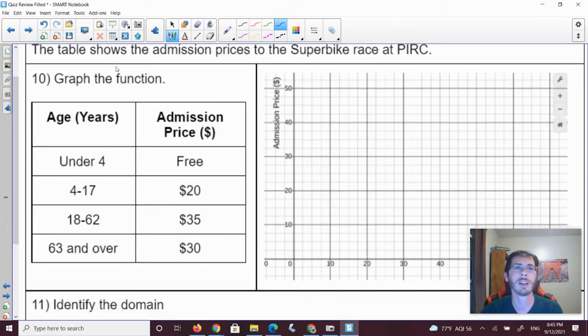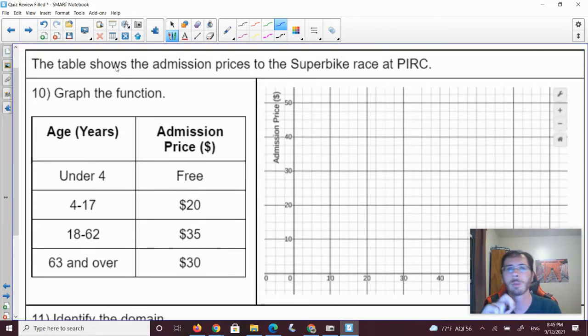Anyway, last question. Table shows admission prices for the Superbike race at the Painesville Race Circuit. So here we've got age in years and then the admission price. So if we're under 4, we are free. So let's see. It looks like each line is 5. So we'll have to estimate, not when we are 4, but we have to be under 4. So we want to have an open circle, because if we're 4, we're not under 4. It's free, so you pay $0.